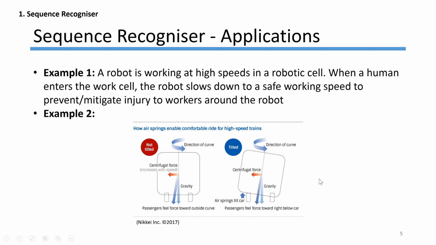As you can see, the air springs will tilt the cars when the train starts bending around the corner. And again, that could be analogous to our two states. So state A is when the train is going straight, then the air springs will not activate, and then state B is when the train turns around the corner.